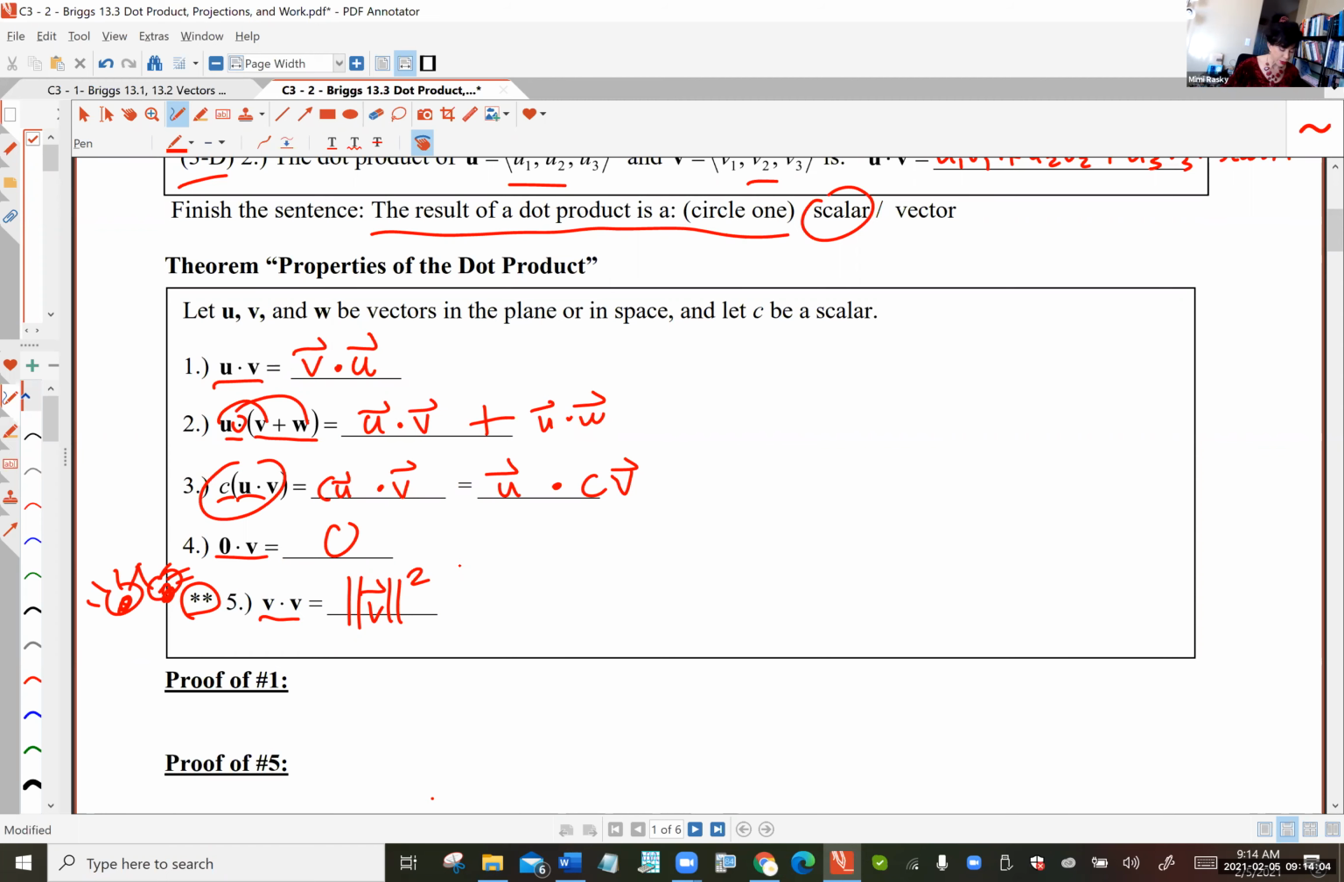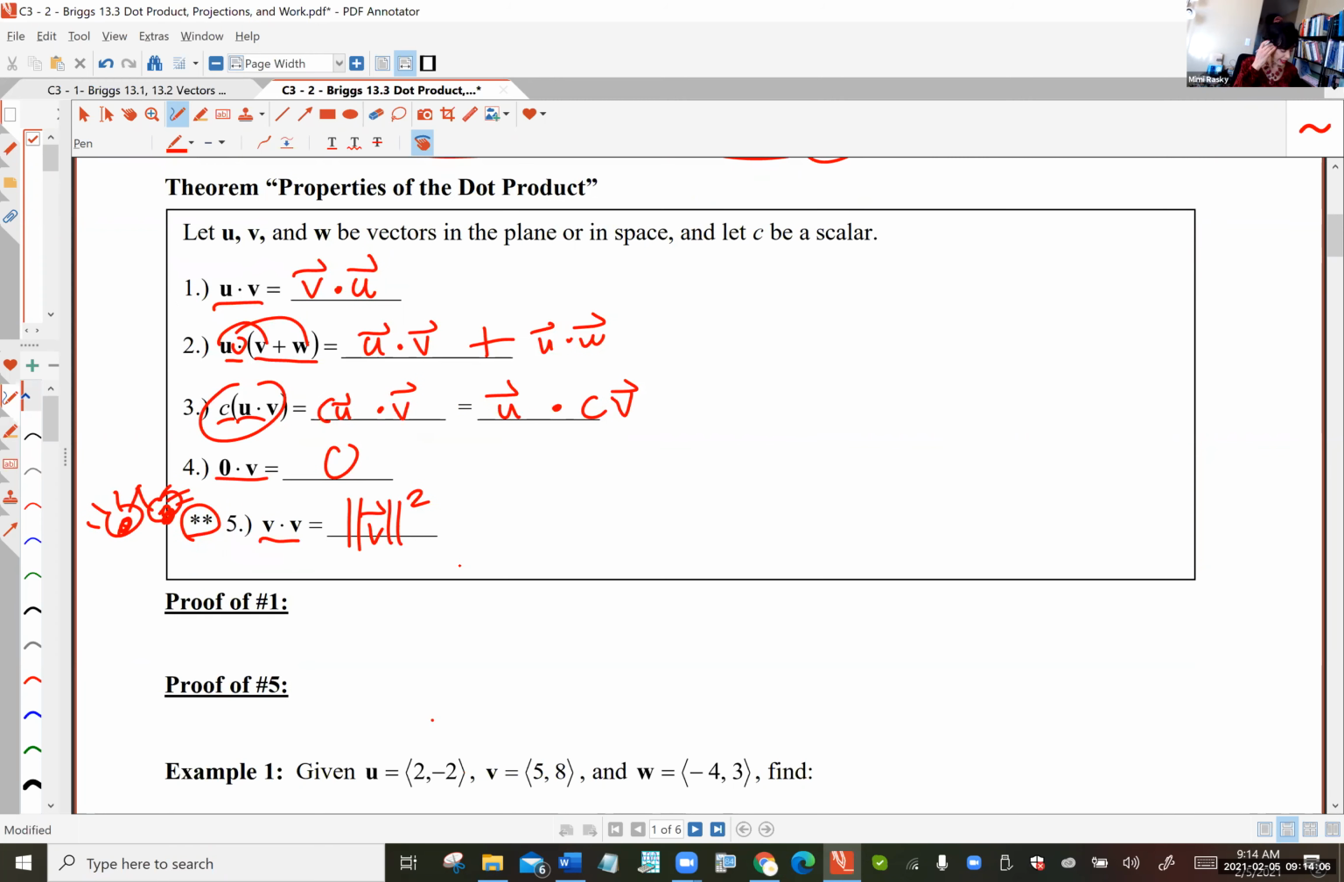Okay, I'm going to prove 1 and 5. And 1 is pretty easy to prove. If you take u dot v in that order, you're going to get u1 v1 plus u2 v2 plus u3 v3. On the other hand, if I take v dot u, I'll get v1 u1 plus v2 u2 plus v3 u3.